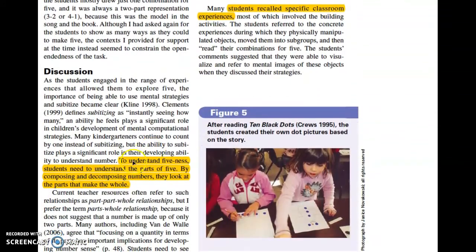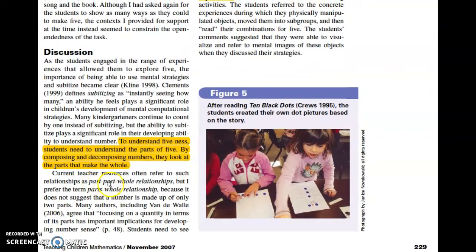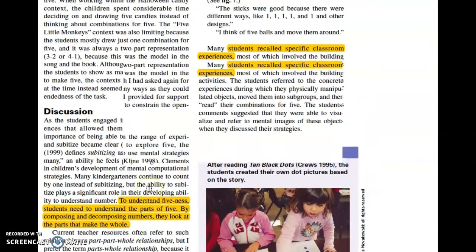And all of this, to understand fiveness, students need to understand the parts of 5. So by composing and decomposing numbers, they look at the parts that make the whole. Some teachers call that part-whole. She likes to use parts-whole because she doesn't only focus on 2 parts.